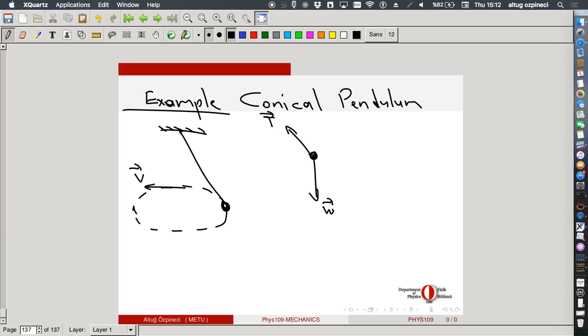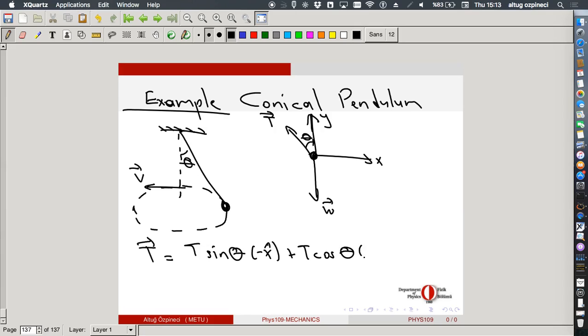Well, first let's choose our coordinate axis. Let's just choose them to be x and y. And first let's write our forces in terms of their components. Now the tension force, let's say this angle over here is theta. So if that angle is theta, this angle over here is also theta. So the tension force is T sine theta in the -x direction and T cosine theta in the y direction. This is the force due to the tension on the string.